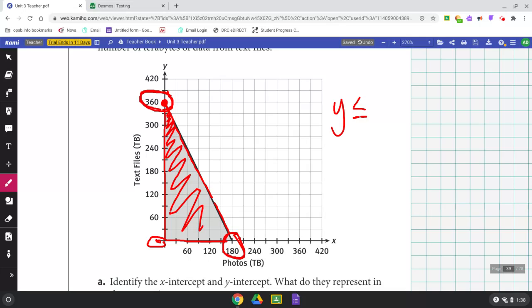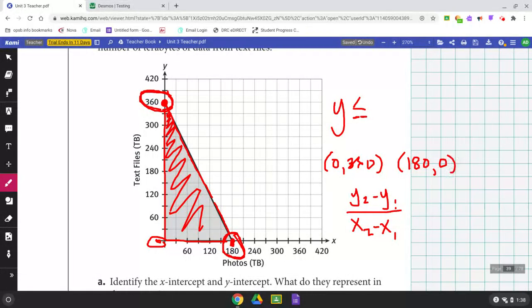And what is your slope? What is your slope of this graph? Okay, so you're going to have to pick 2 points. And 2 points already given to me that will make my life easier are the x and y intercepts. So y2 minus y1 over x2 minus x1, where you have a point at 0, 360, and you have a point at 180, 0. So x1, y1, x2, y2.